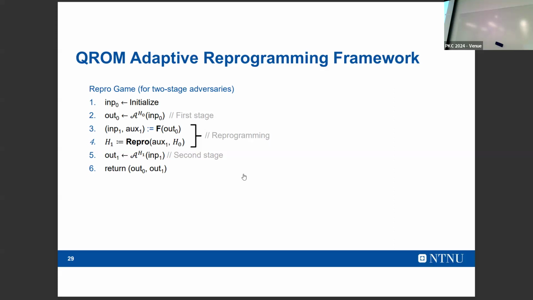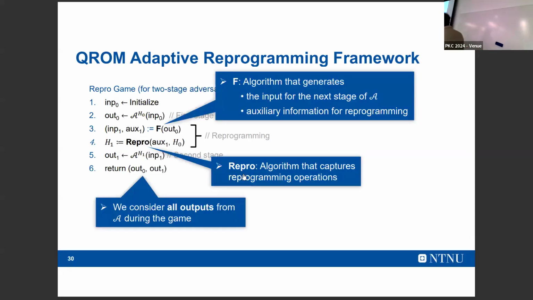To capture the reprogramming operation, we use two algorithms: the algorithm F and the algorithm Repro. The algorithm F generates the input for the next stage of adversary A and also produces some auxiliary information for reprogramming. The Repro algorithm captures the reprogramming operation. In the game, we also consider all outputs from the adversary during the game. This framework starts by considering selective opening security, so we need to consider all outputs from the adversary, like which ciphertexts were opened by the adversary.